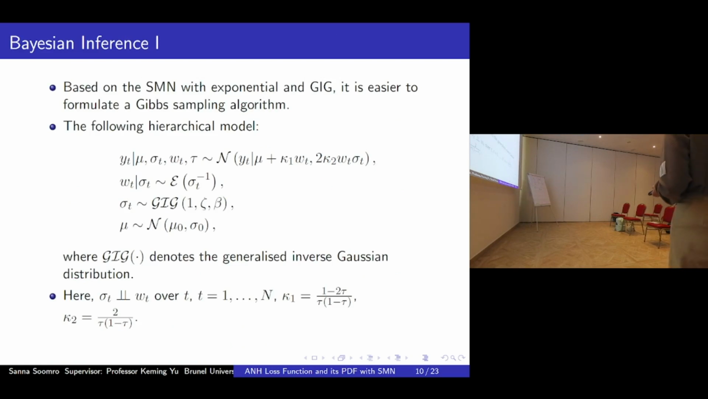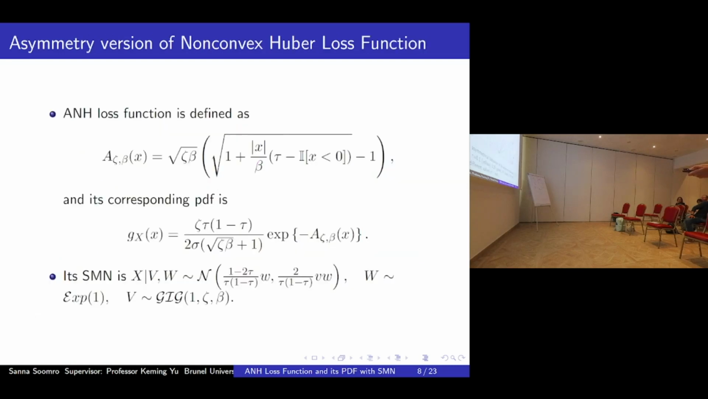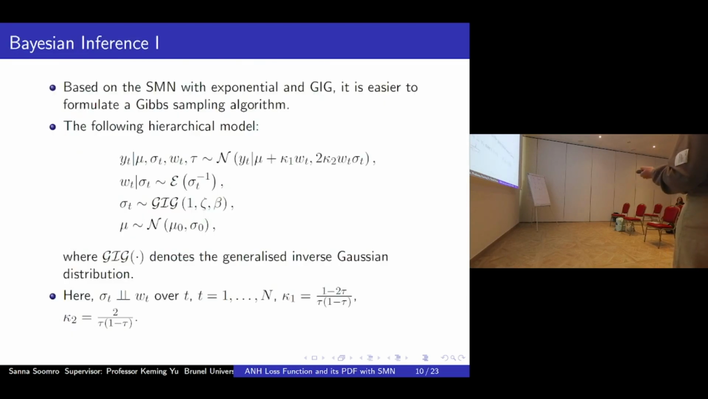Okay, so now the parameter estimation method. If you remember, I have the PDF, and now I'm going to use this scale mixture normal expression to develop the Bayesian method. So I have this hierarchical model based on the scale mixture normal expression. I have the response variable yt following a normal distribution with other parameters, where we have W following an exponential distribution, and sigma following a generalized inverse Gaussian.